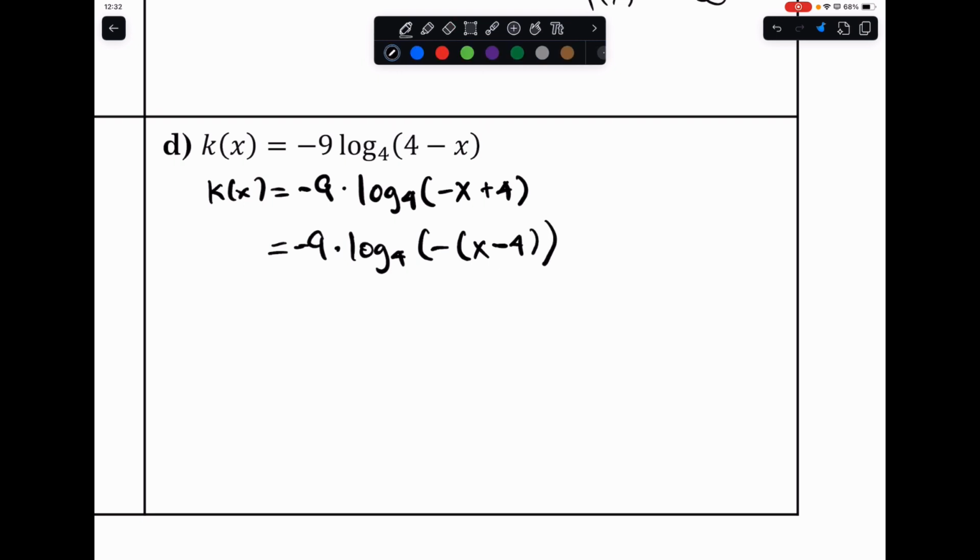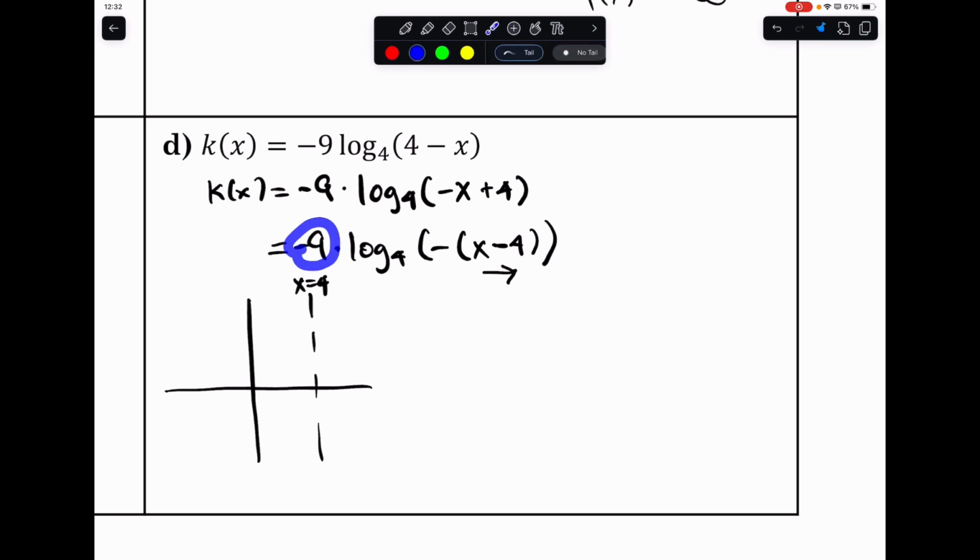Okay. Well, the minus 4 is going to shift the graph again 4 units to the right. So that would mean that the vertical asymptote is going to be right here at x equals 4. And since this number right here is negative, the graph would normally again look like this. It would be decreasing on the right side of this vertical asymptote.